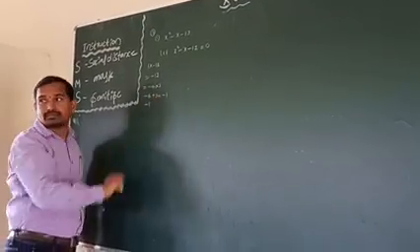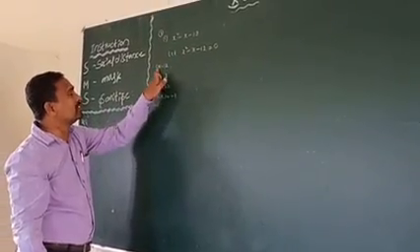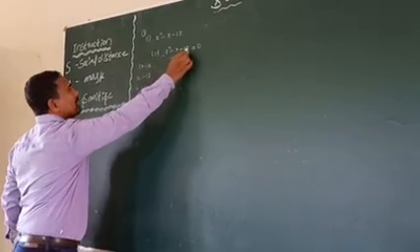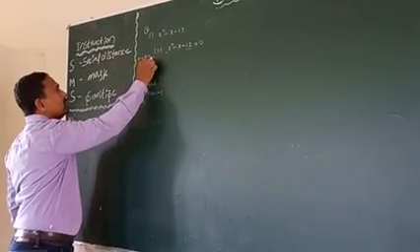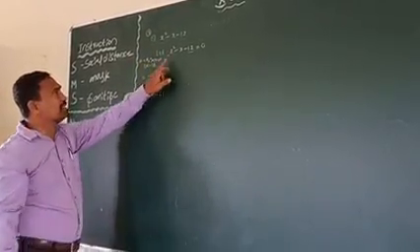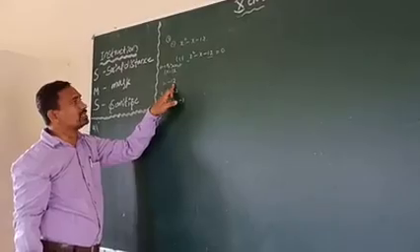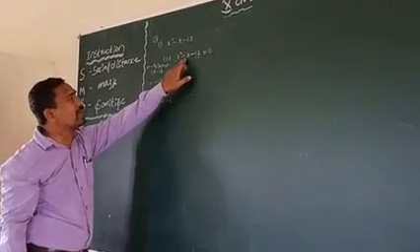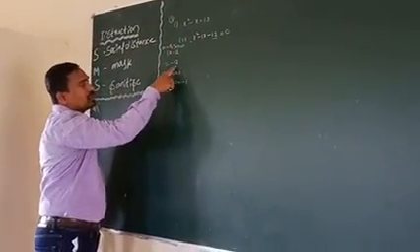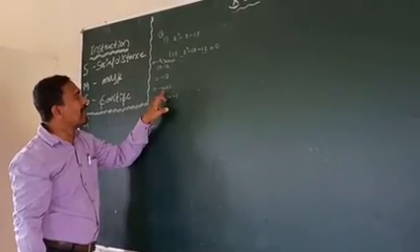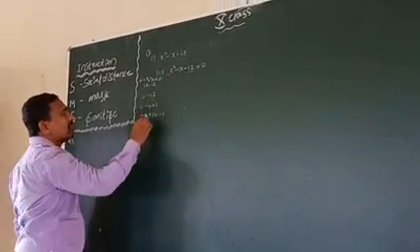So, what is the process? Take the x square coefficient, 1, and the constant, and multiply these two: 1 into minus 12 is minus 12. Select two factors of minus 12 whose sum should be the x coefficient. What is the x coefficient? Minus 1. So the factors of 12 are 4 and 3, and by adding these two with signs, you get minus 1.